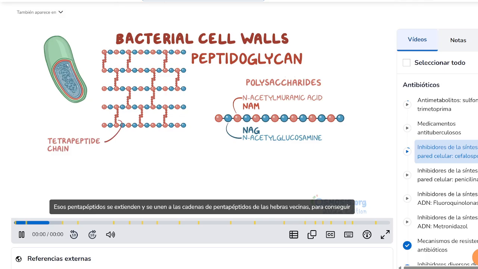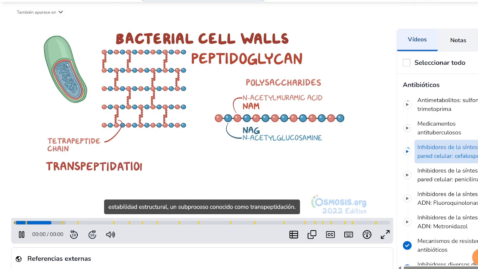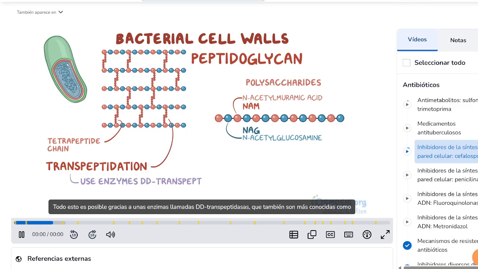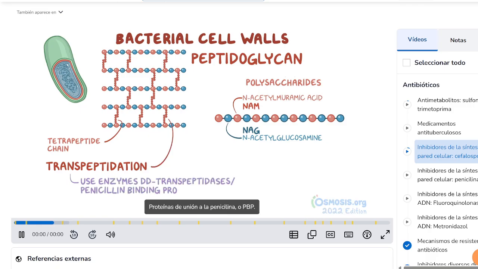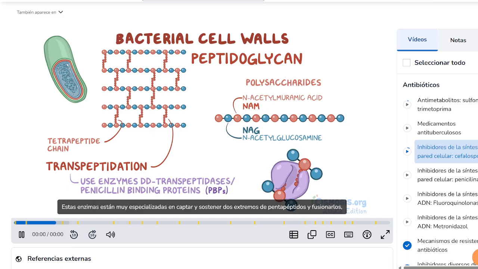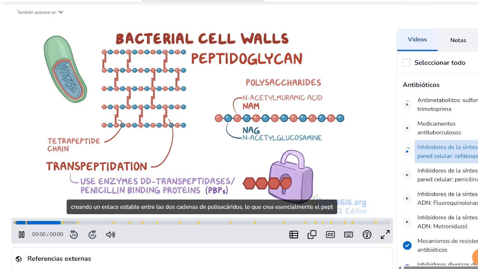These peptide chains can link to other peptide chains from the neighboring strands through a process known as transpeptidation. This is carried out by an enzyme called DD transpeptidase, or penicillin binding proteins, or PBPs. Now, these enzymes are like locks, and there are specific binding areas for the pentapeptide keys to fit into. Once the key goes in the lock, the PBP enzymes fuse them together, creating a stable link between the two amino polysaccharide strands, and strengthening the cell wall.